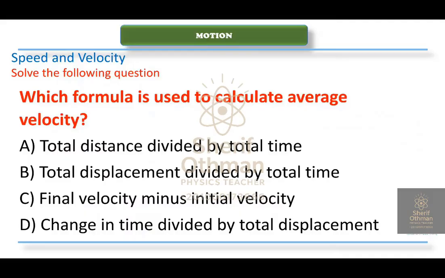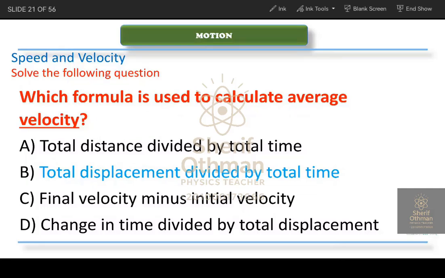Which formula is used to calculate average velocity? We said before, average velocity is total displacement divided by total time, and be sure that he is asking about velocity, not speed. If he asked about speed, the answer will be A, the total distance divided by total time. While if he asked about velocity, the answer will be total displacement divided by total time.